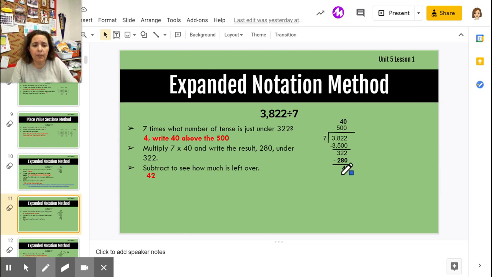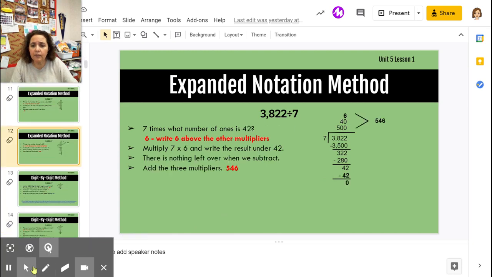So now I'm going to do the same thing with my 42. 7 goes into 42 how many times? 7 goes into 42 6 times. 7 times 6 is 42. Put my 6 up here. And then the same thing.